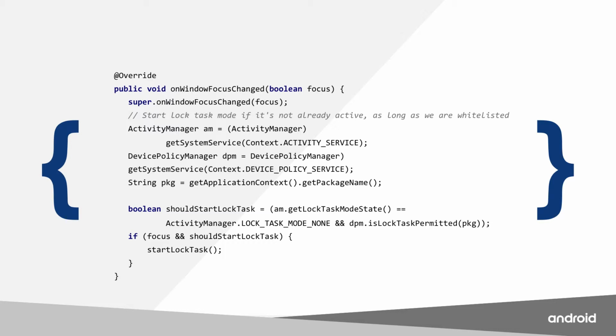All right, so this is an example of how you would call startLockTask in an app if it's whitelisted. One thing to note here is that this is called during the locking activity's onWindowFocusChanged method.